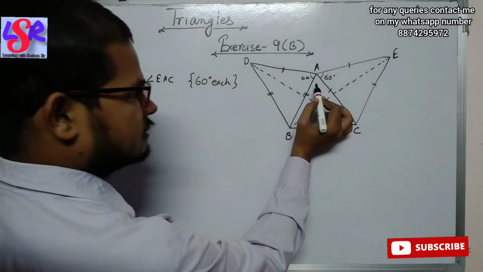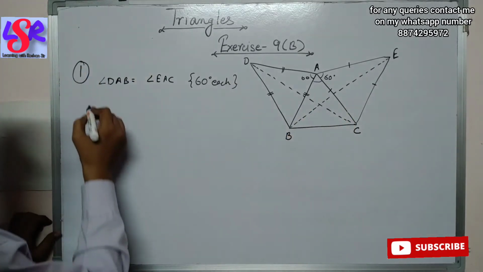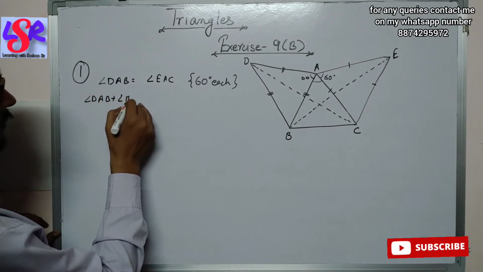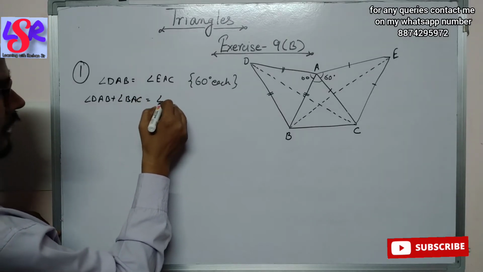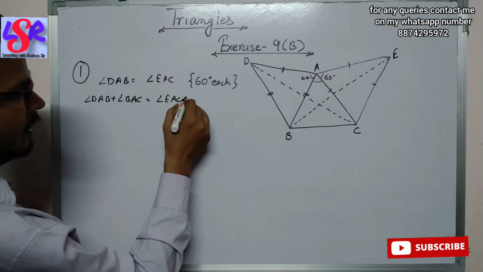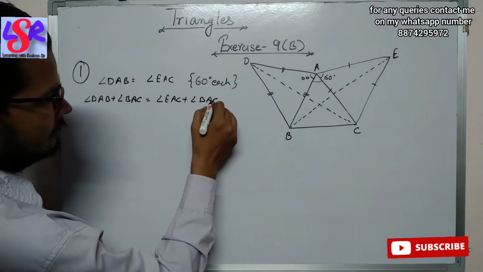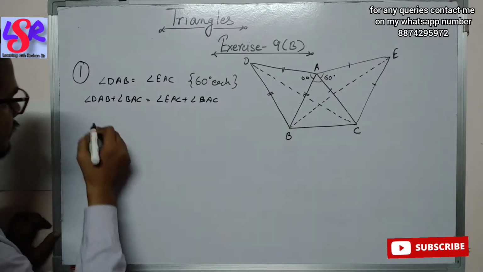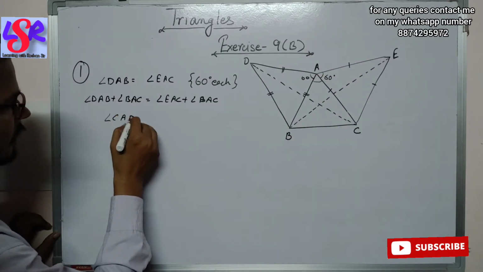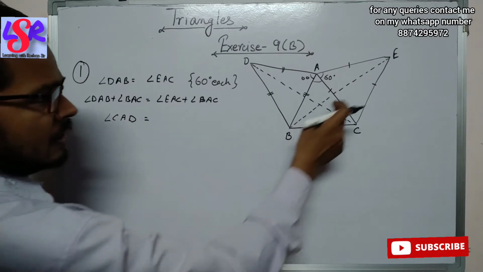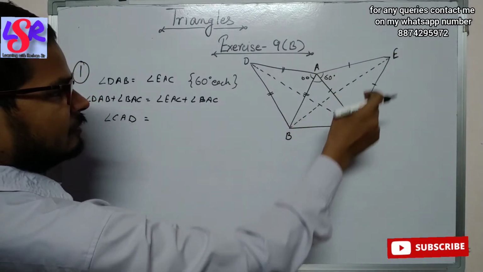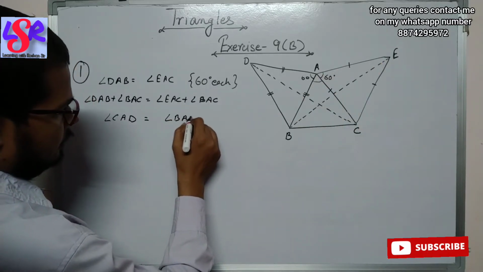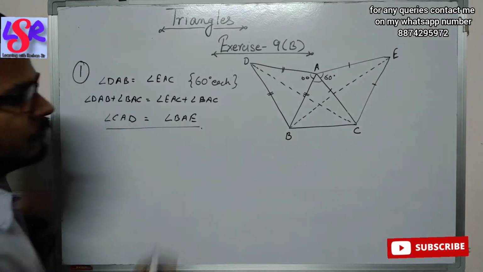Now we can add this common portion to both of them, and this will become angle DAB plus angle BAC equals angle EAC plus angle BAC. On adding DAB with BAC we get angle CAD, and on adding EAC plus BAC we get angle BAE. That is to be proved for the first part.